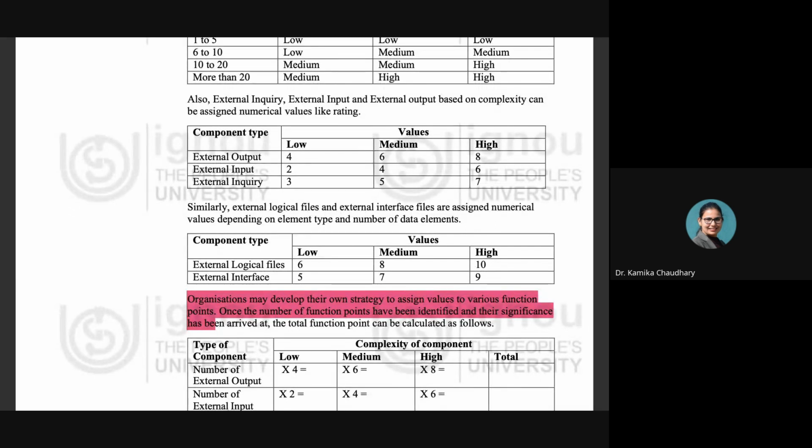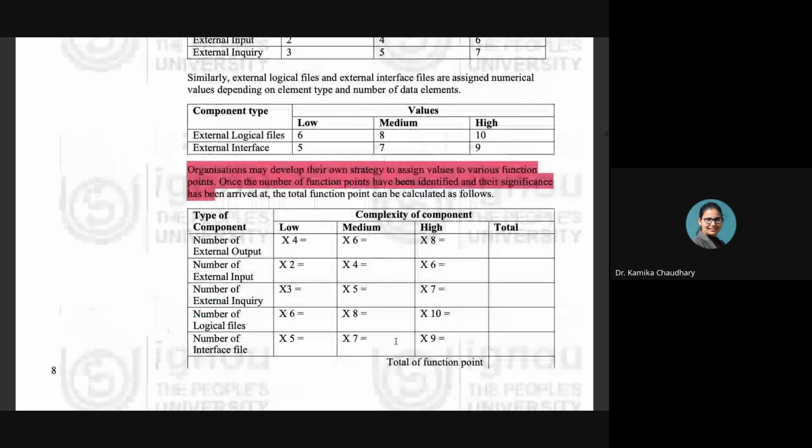The component name is external input, and the values are 2, 4, 6, then 3, 5, 7, then 6, 8, and 10, and then 5, 7, and 9, and then the total of all these components is calculated, and this total is to be considered as the function point. So it has been written over here.